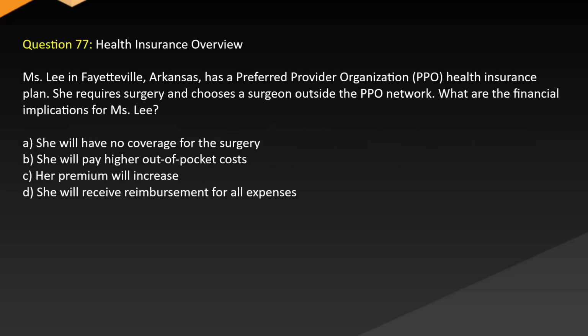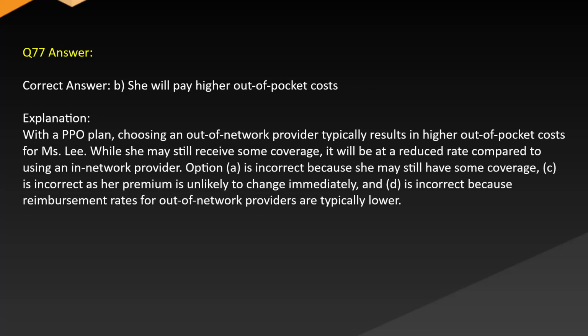Question 77. Health insurance overview. Ms. Lee in Fayetteville, Arkansas, has a preferred provider organization, PPO, health insurance plan. She requires surgery and chooses a surgeon outside the PPO network. What are the financial implications for Ms. Lee? A. She will have no coverage for the surgery. B. She will pay high out-of-pocket costs. C. Her premium will increase. D. She will receive reimbursement for all expenses. Correct answer: B. She will pay higher out-of-pocket costs.